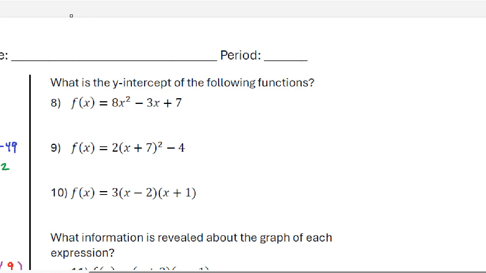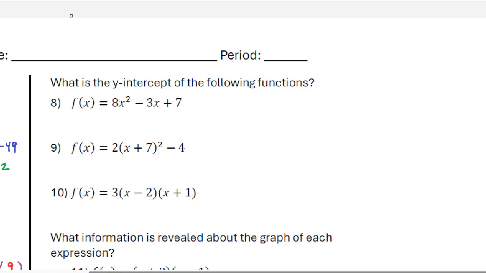All right, students, this video is going to cover questions 8, 9, and 10 since they are all related. The question is, what is the y-intercept of the following functions? And when you think about the y-intercept, you want to think to yourself that if a point is on the y-axis on a graph, that means the x value has to be 0.